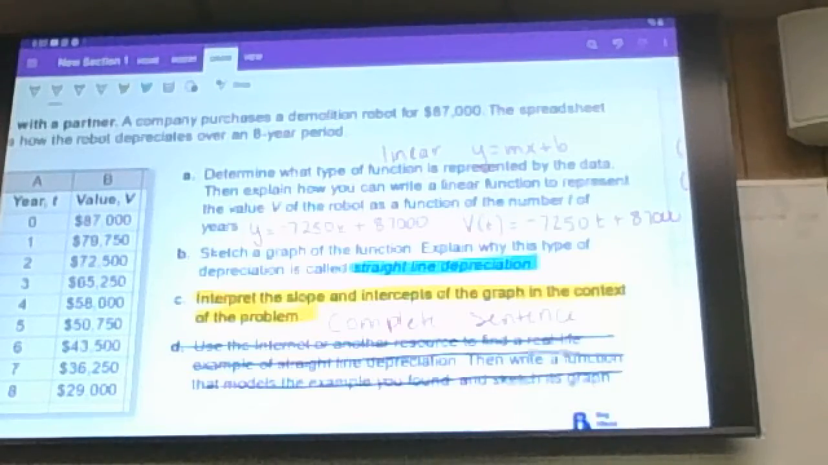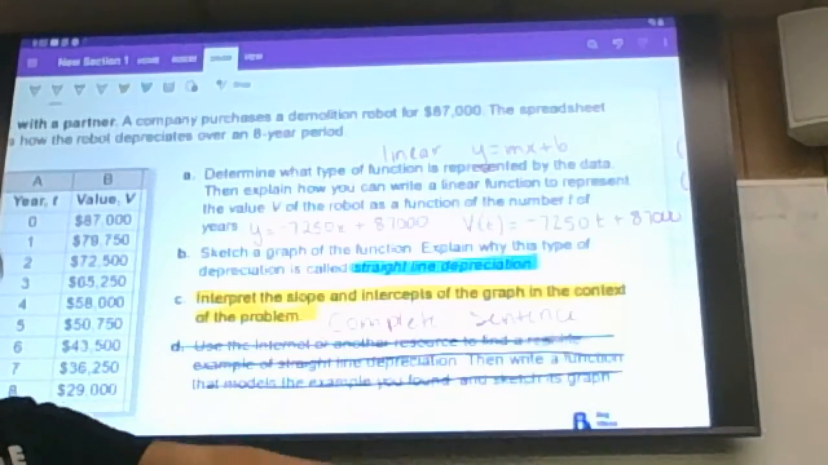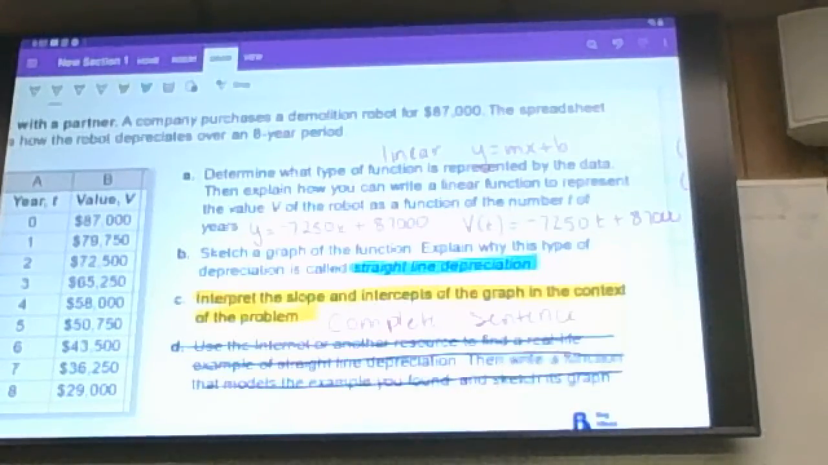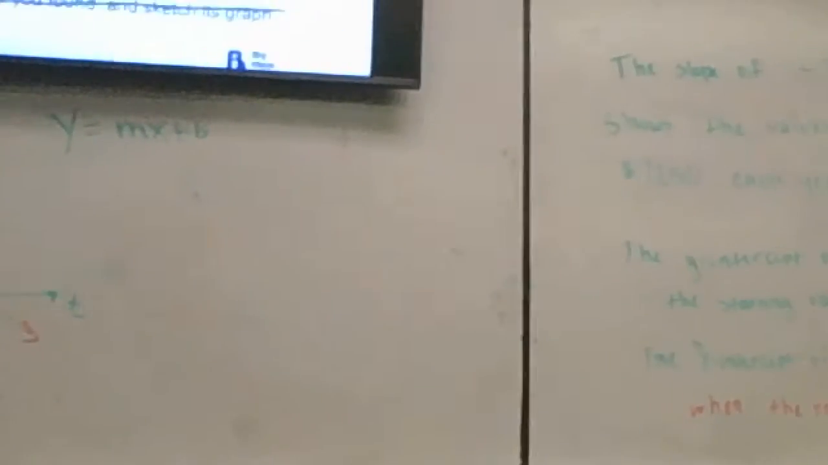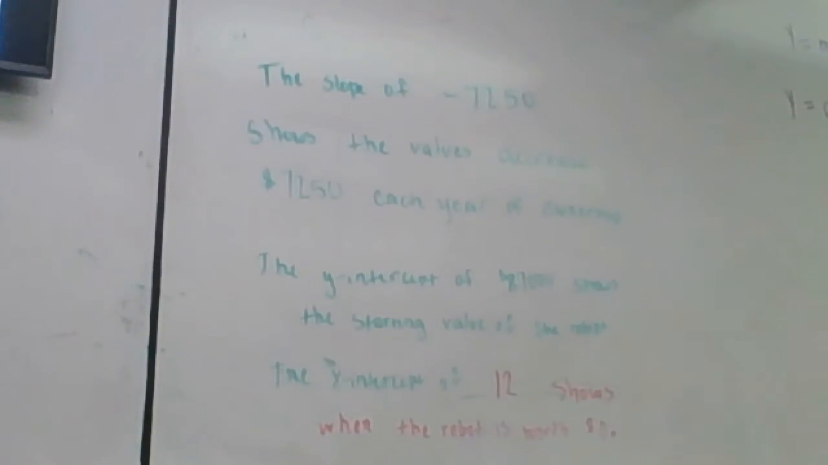Okay, so you're interpreting 4 graphs for your assignment, and I need full sentences like that. Let's do one more.